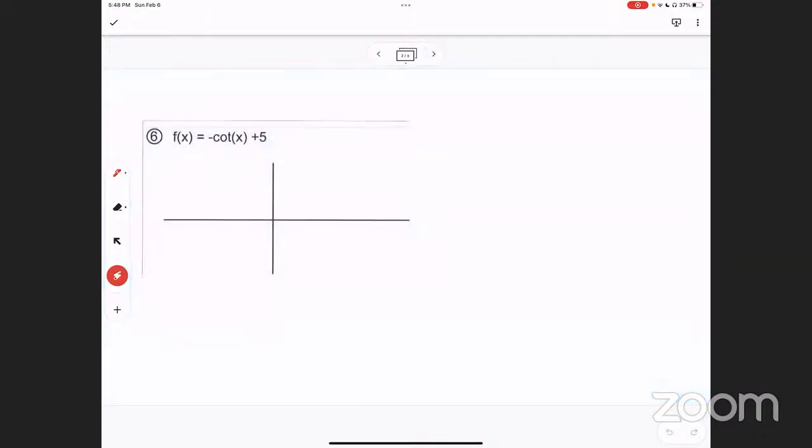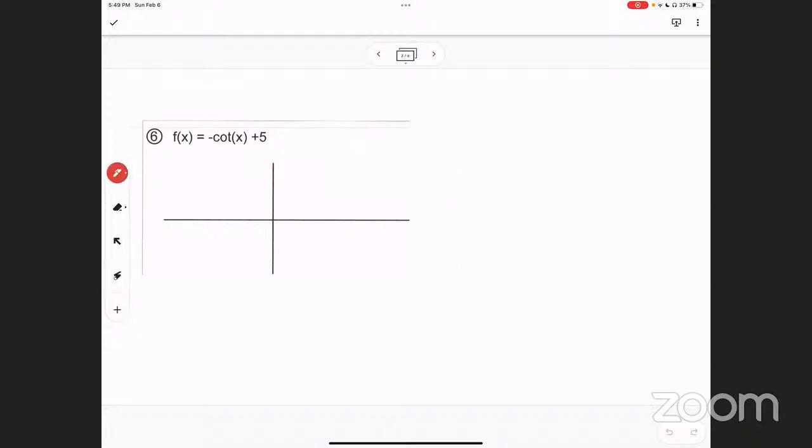All right, now the cotangent graph, remember what I talked about before? On the last one, remember how the cotangent graph does not exist wherever the sine is equal to 0, and the sine equals 0 at 0 plus or minus pi. So that's where my asymptotes are going to be.